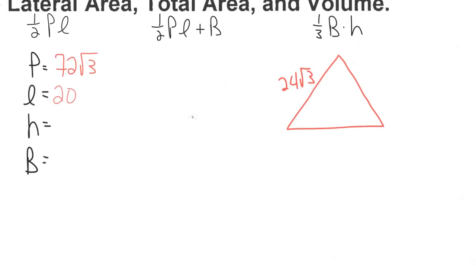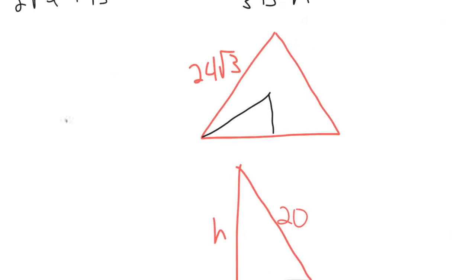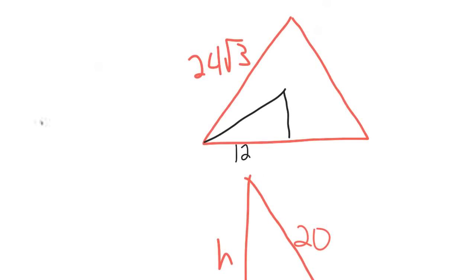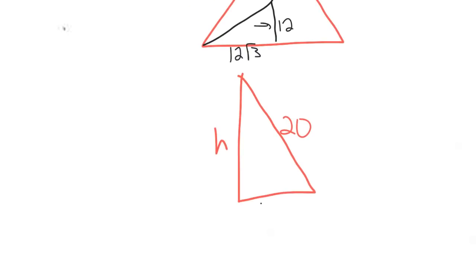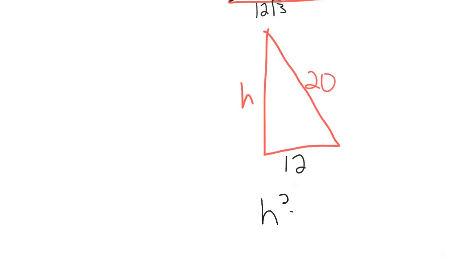I'm also going to draw that slice because I need to find the height, and I know it's right there, okay? So the things I know about that slice, though, are that this is 20. Now, if I can find the apothem on this triangle, then I have the base of my slice. So half of 24 square roots of 3 is 12 square roots of 3, which makes the apothem 12. Now I know that this base is 12, and I can find the height. So I have H squared plus 12 squared equals 20 squared. And if you start working that out, you get H is 16.